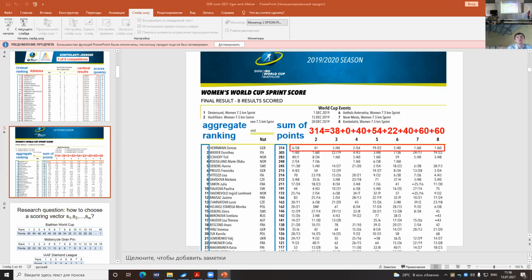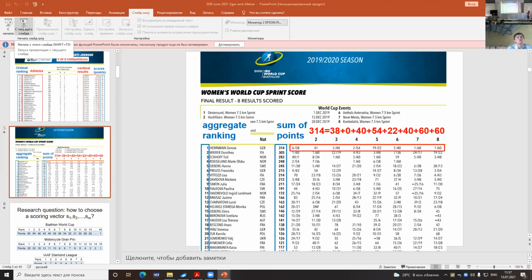And the scoring rule works in a very easy manner. We just calculate the sum of points earned in each particular competition. For instance, Hermann earned 314 points in total, 38 plus 0 plus 40 and so on. And we calculate the total sum of points for every competitor in all 8 competitions. And then we just rank all the competitors according to their total number of points.